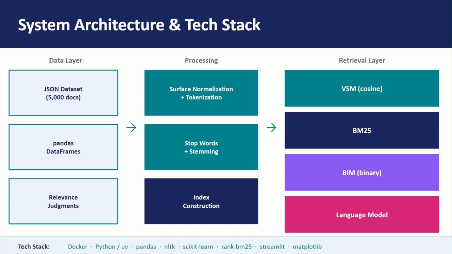So it is a full picture of how everything connects. Data comes in as a JSON and gets cleaned through our pipeline. Then it is indexed and searched by 4 retrieval models, and results are shown in a Streamlit web app, which is a Python library, same as Flask.